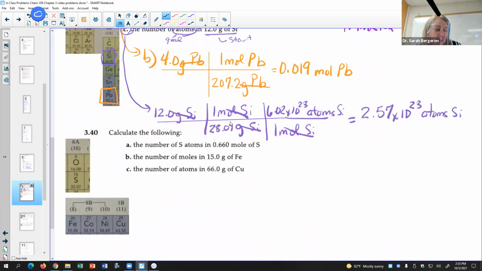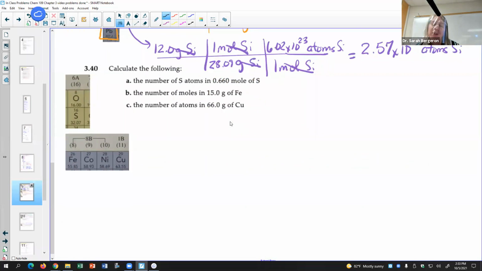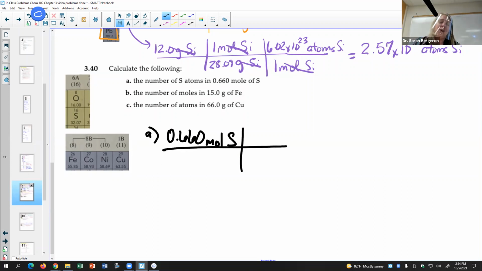All right. So now let's do a few calculations with these relationships that we now know. So the number A, the number of sulfur atoms in 0.660 moles of sulfur. So I'm starting with 0.660 moles of sulfur. I want to get to atoms. I put moles on the bottom. Do I have a relationship between moles and atoms? Yeah, I do. I know there are 6.02 times 10 to the 23rd atoms.